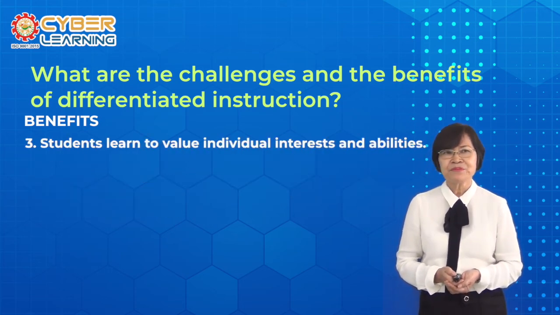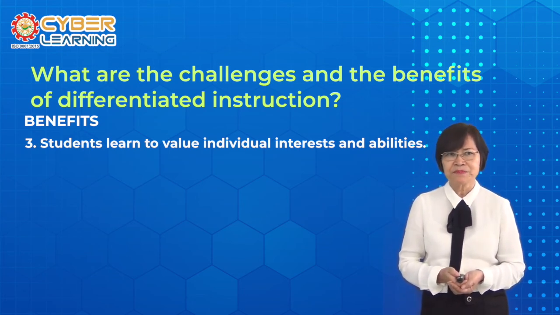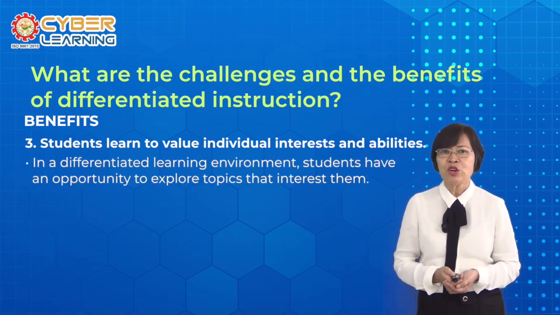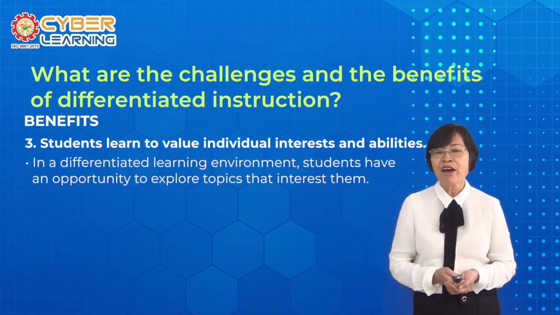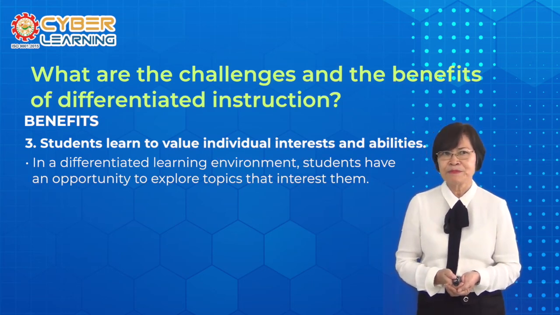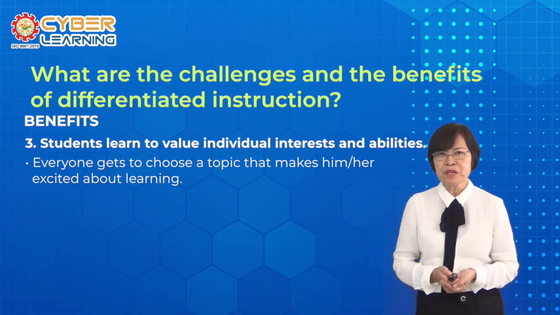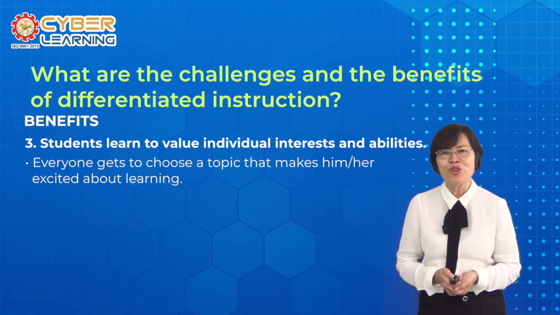And 3, students learn to value individual interests and abilities. In a differentiating learning environment, students have an opportunity to explore topics that interest them. Each student can choose her or his own article to read and then share what she or he learned with the class. Everyone gets to choose a topic that makes him or her excited about learning.